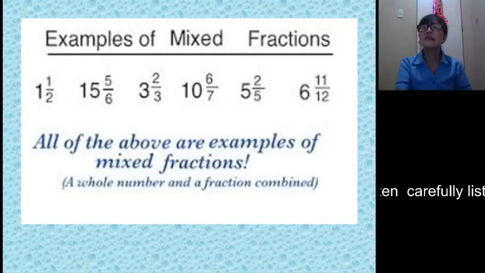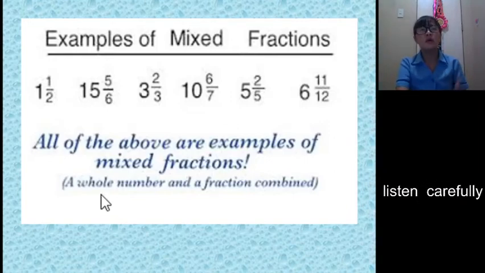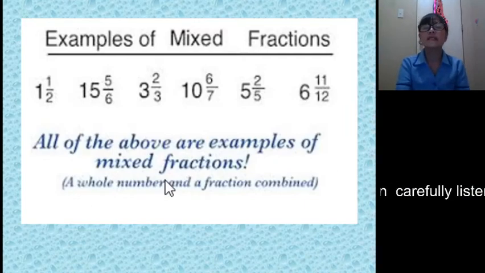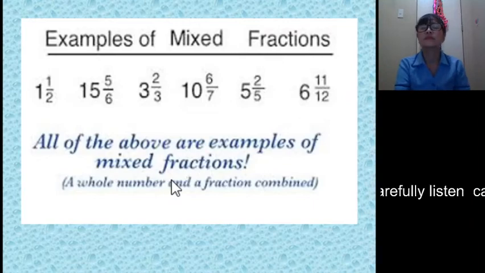And 6, 11/7 is our mixed number, where 6 is a whole number and 11/7 is a fractional part. So therefore, the fractional part is either an improper fraction or a proper fraction. So it consists of a whole number and a fractional part.